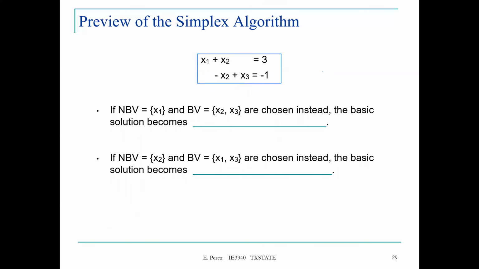If the non-basic variable is x1 and the basic variables are x2 and x3, the basic solution becomes x1 equals 0, x2 equals 3, and x3 equals 2. If we choose x2 as the non-basic variable, then we have x1 and x3 as the basic variables. Then the basic solution becomes x1 equals 3, x2 equals 0, and x3 equals minus 1.